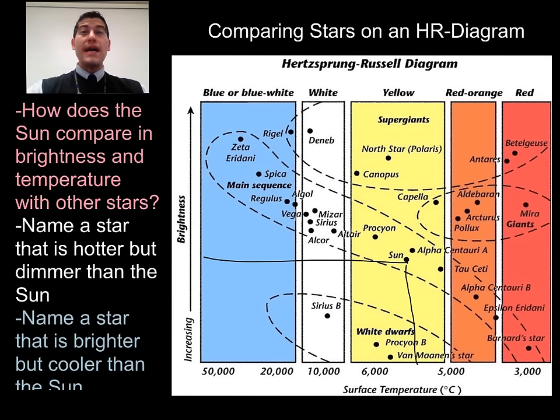A star that is brighter but cooler than the sun would be up and to the right. All of the stars above the sun on the graph are brighter, but only the stars to the right of the sun are cooler. Remember, as you go to the right on the x-axis, the temperature drops. So Betelgeuse, Antares, Aldebaran, we could name many stars that are cooler than the sun. So keep your eye on the axis if you're asked to describe stars. Remember that brightness increases as you go up and surface temperature increases as you go to the left. If you look at the axes on the graph, describing stars is no problem at all.